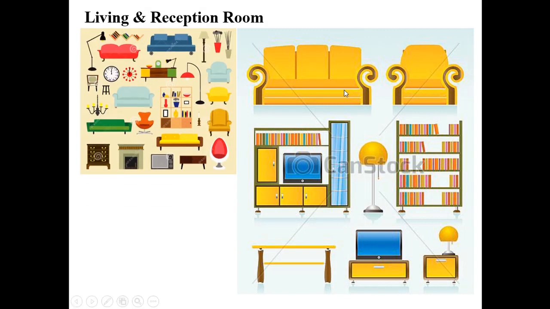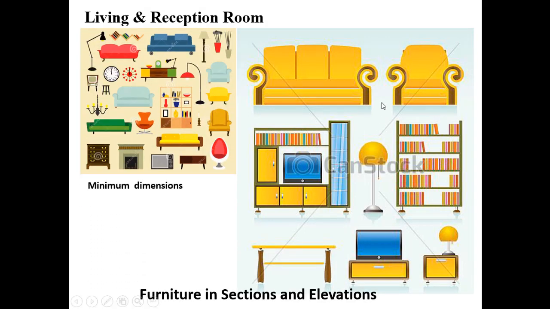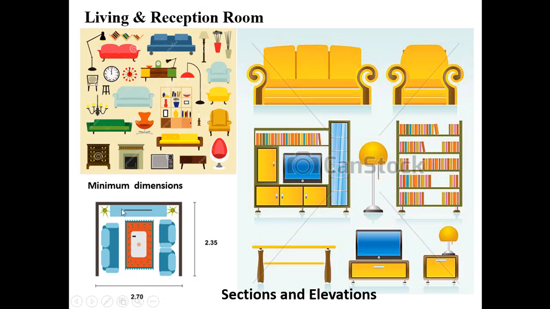Living and reception in elevations, as we see here, section and elevation. These are the minimum dimensions and how it looks in elevations and in section. Minimum dimension here in plan is 2.35 by 2.7. This is the minimum dimension for a living or reception room, which contains the standard dimensions and the standard furniture. As we see, a sofa here for two persons, and here a table, and here the focus point where the television is, and so on. Okay, so this is the living and reception room.